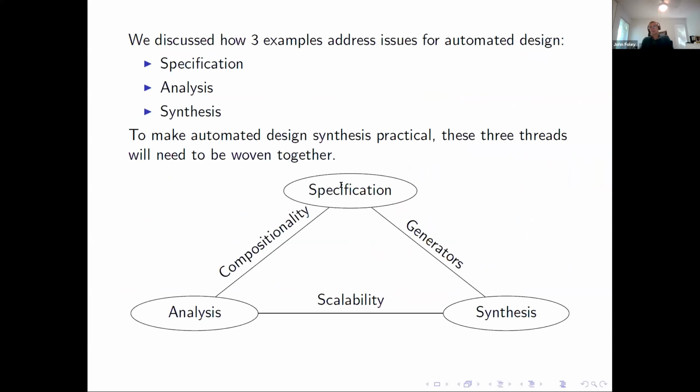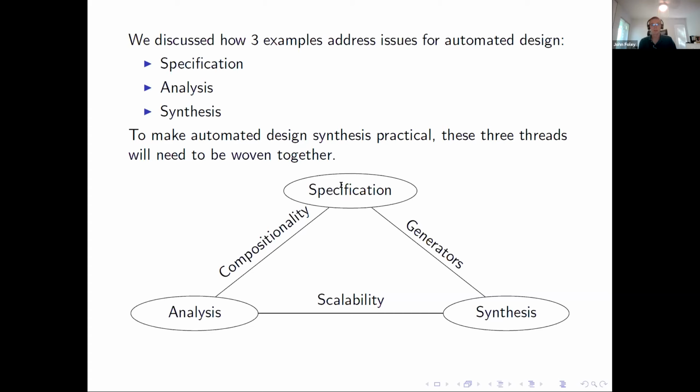And so what I just went over were these three examples, which are these three different threads. And the perspective we take in this paper, and which I'm offering today, is that you really need to weave these threads together in order to get an effective system.